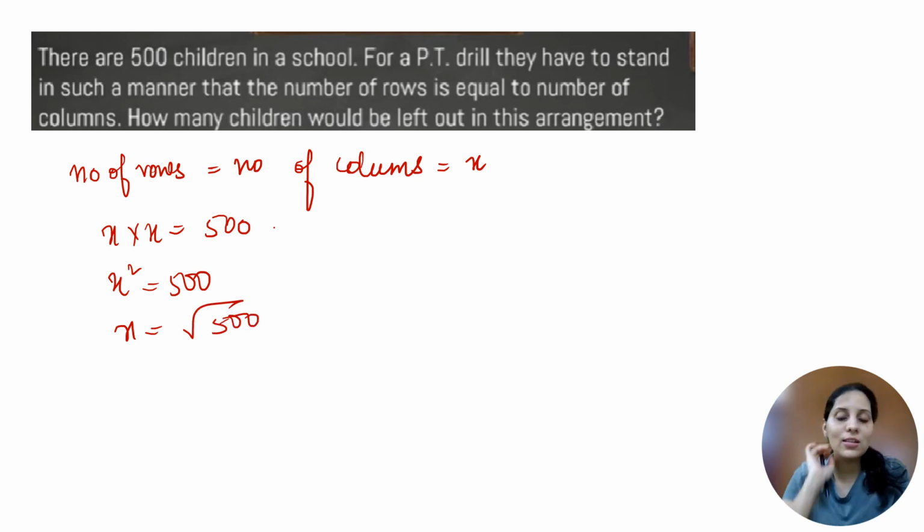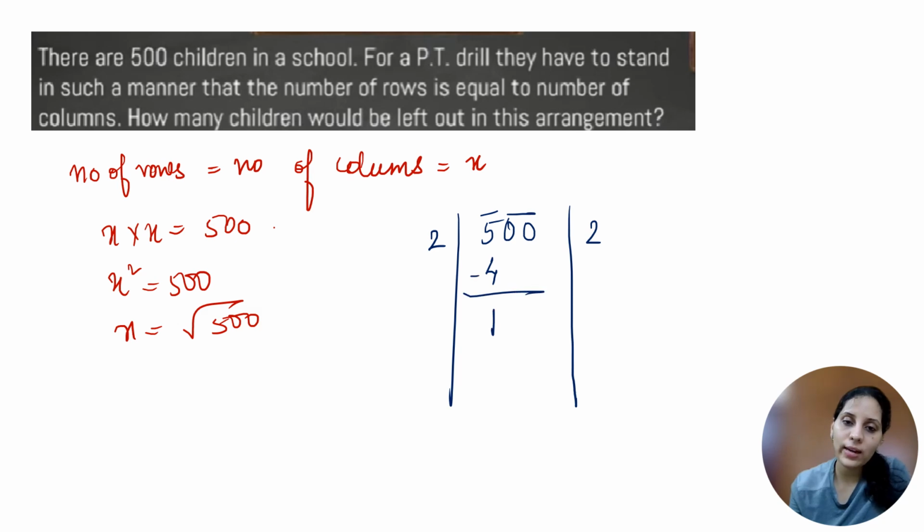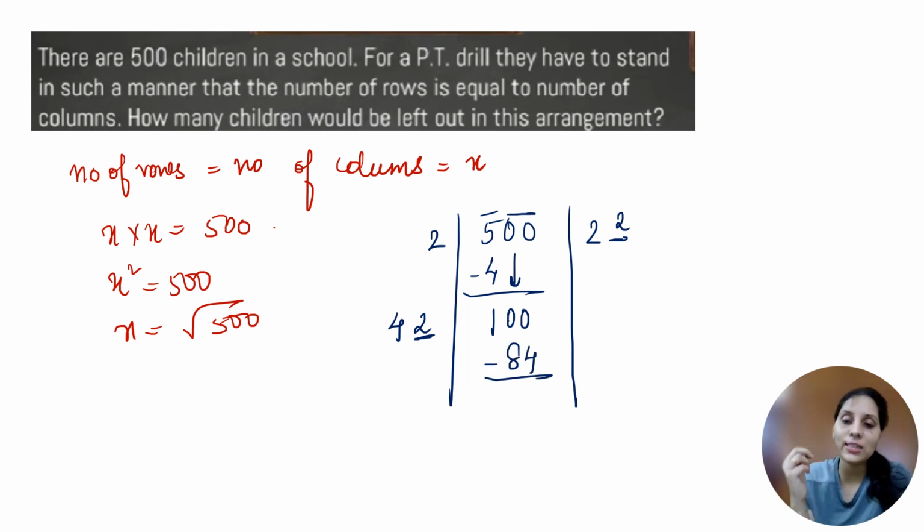Now here we will use the long division method. Now 500. I told you we need to make them into pairs, always starting from the left side. Now here 2 into 2 is 4, remainder is 1 and bring the next pair down. Now you will write the double here, 2 into 2 is 4. Now here and here you will write the same number. So 42 into 2 is 84 because 43 into 3 will be greater than 100. So we will take 42 into 2. Now 100 minus 84 is 16.